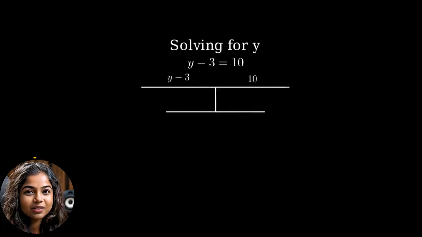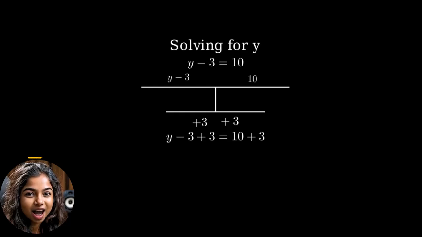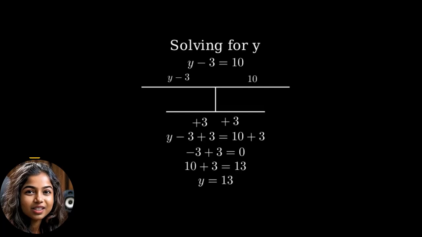Remember, when solving equations, whatever we do to one side, we must do to the other side to keep the equation balanced. To isolate y, we need to add 3 to both sides of the equation. Adding 3 to both sides will cancel out the minus 3 on the left side. On the left side, negative 3 plus 3 equals 0, leaving us with just y. On the right side, 10 plus 3 equals 13.